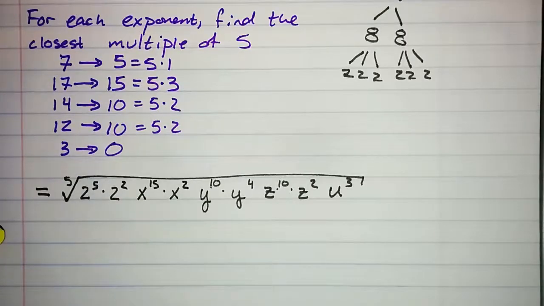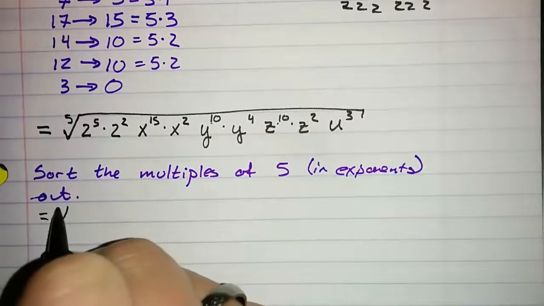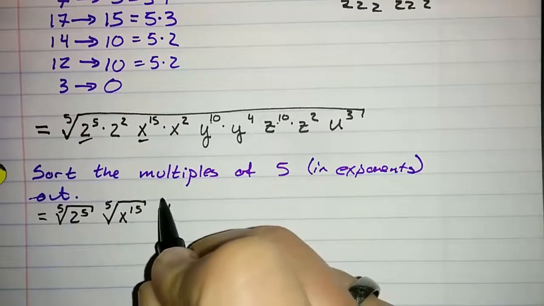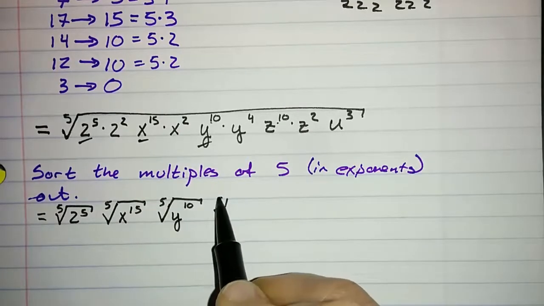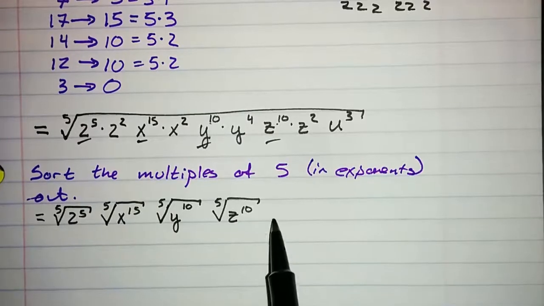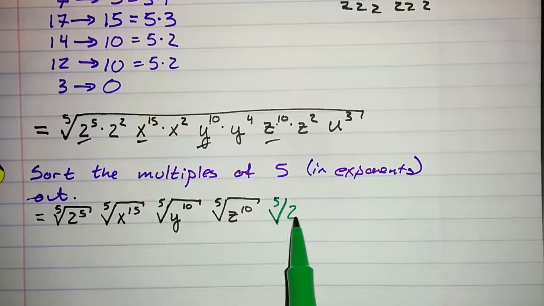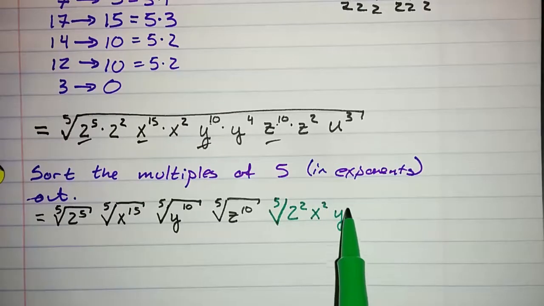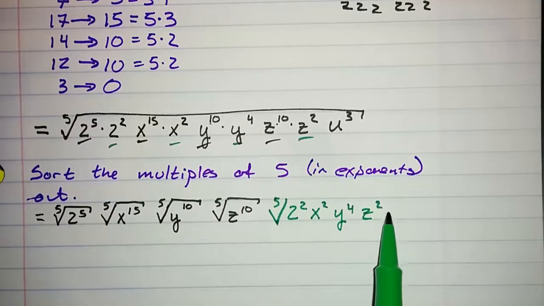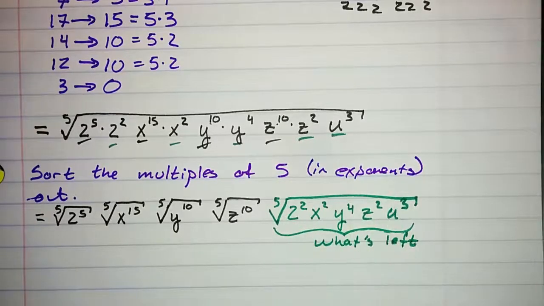All right, now I'm going to sort the exponents that are multiples of 5 out from the exponents that aren't. So I'll have the fifth root of 2 to the 5th, the fifth root of x to the 15th, the fifth root of y to the 10th, the fifth root of z to the 10th, and those are all the multiples of 5. And then what's left? I'll have the fifth root of 2 squared, x squared, y to the 4th, z squared, u to the 3rd. I can put everything that's left in one radical.